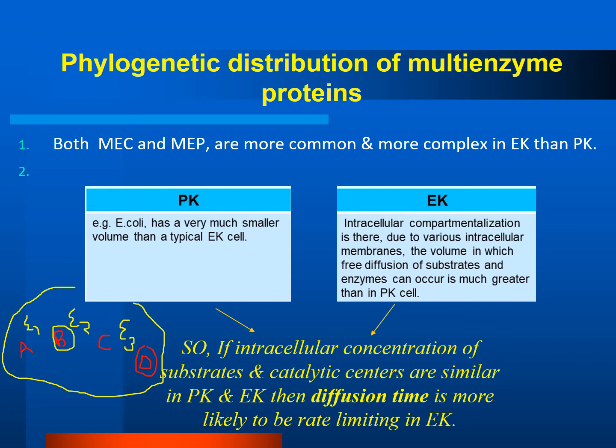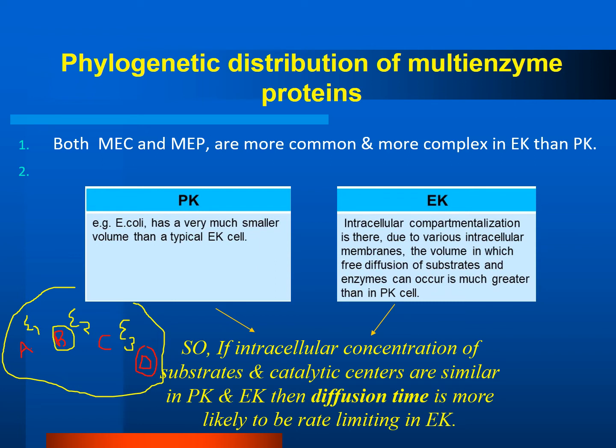And suppose your volume is larger, then it is obvious that the diffusion time would be much larger if your catalytic centers or your enzymes are not physically associated, or if they are lying apart, not in close proximity. I hope this point is clear. I'm again repeating, if the intracellular concentration of substrates and catalytic centers are similar in prokaryotes and eukaryotes, then diffusion time is more likely to be rate limiting in eukaryotes.